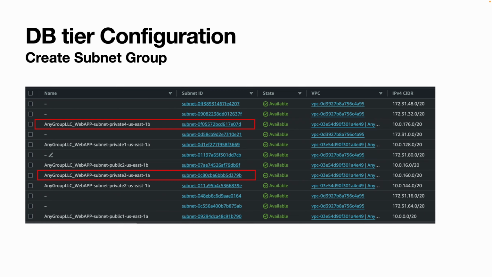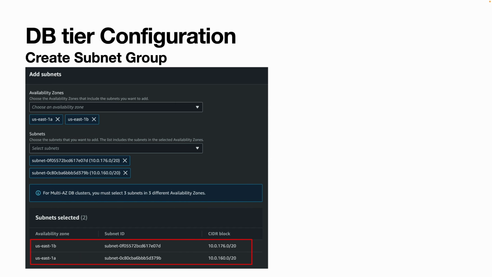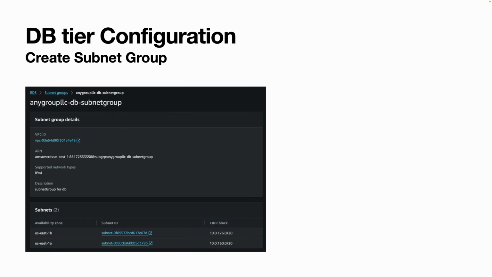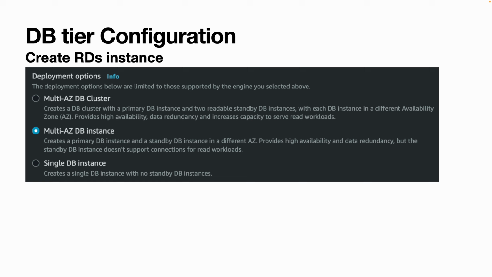Firstly, we create subnet groups. In a multi-AZ setup, AWS creates a standby database instance in a different AZ. The subnet group defines the subnets in which both the primary and the standby instances will be deployed. Check all the subnets and identify in which subnet the RDS instance should reside, which are subnet private 3 and subnet private 4. Add these subnets into the subnet group we want to create. Subnet group created. Then create the RDS.